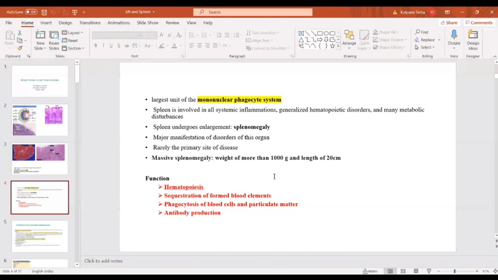So there are four functions of spleen. First is hematopoiesis. It helps in blood cell production, sequestration of red blood cells. It also stores 40 ml of red blood cells, and it causes phagocytosis of blood cells. And the B cells in the white pulp produce antibody which takes part in immune response.